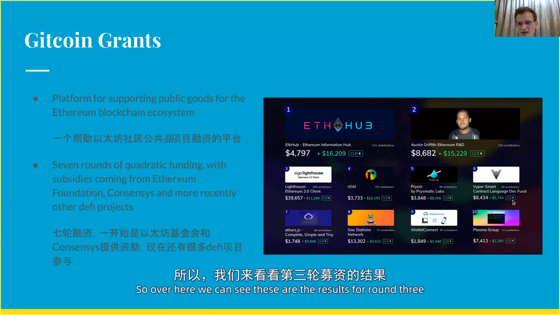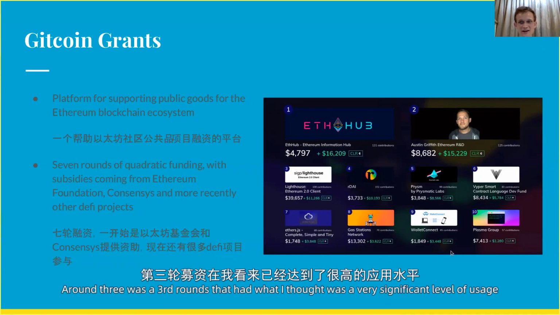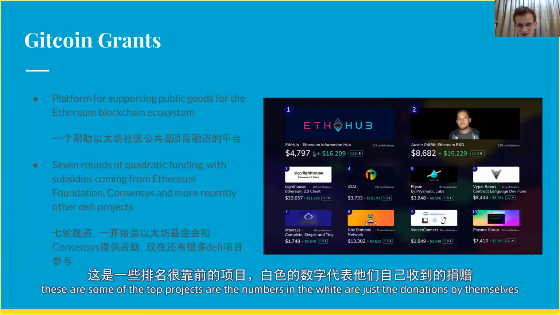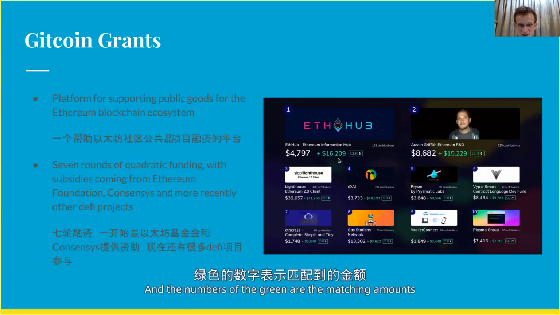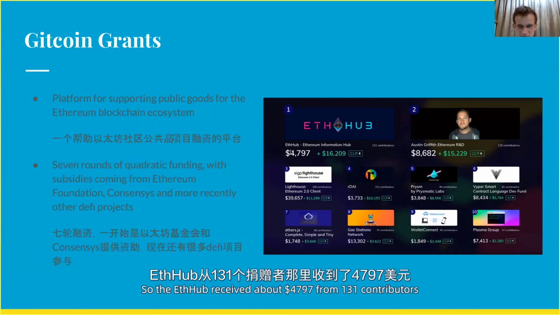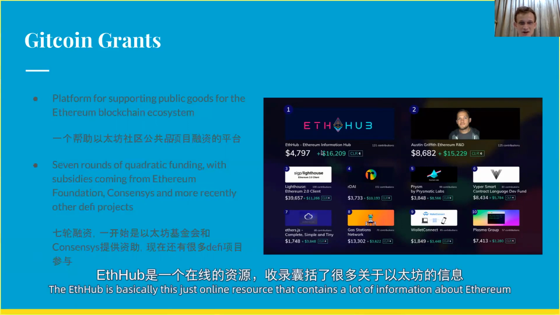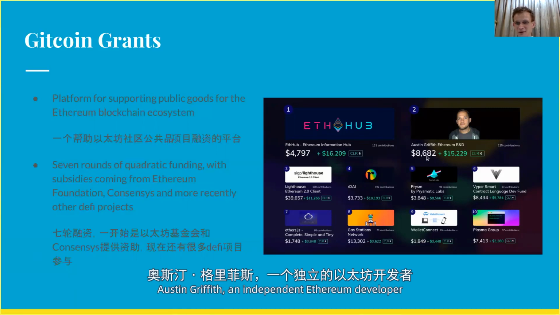So over here, we can see these are the results for round 3. Round 3 was the third round that had what I thought was a very significant level of usage. And you can see over here some of the top projects. The numbers in white are just the donations by themselves, and the numbers in green are the matching amounts. So ETH Hub received about $4,797 from 131 contributors, plus about $16,000 in matching. ETH Hub is basically an online resource that contains a lot of information about Ethereum. Then Austin Griffith, an independent Ethereum developer.